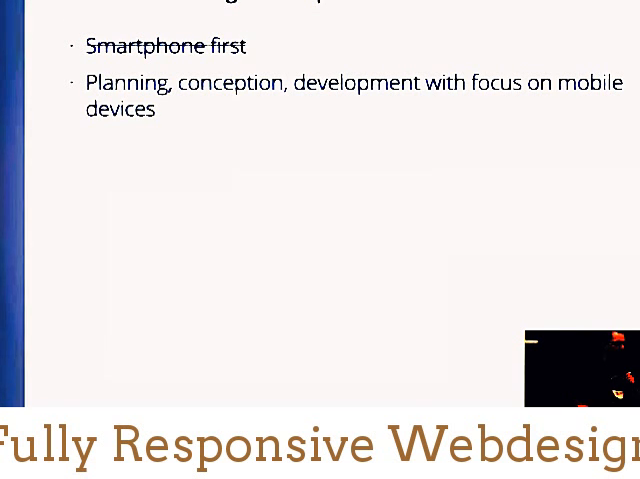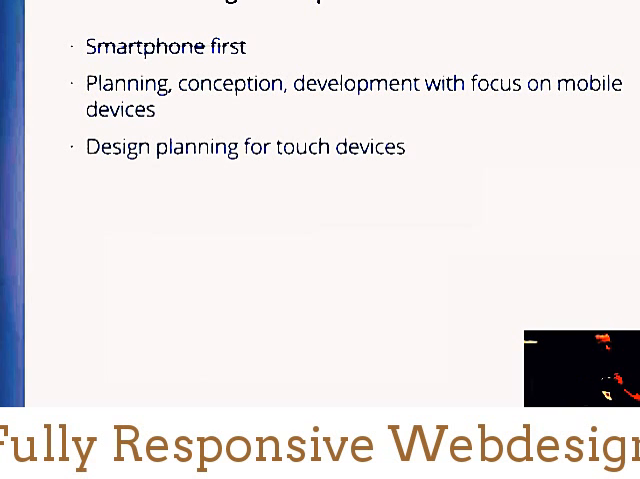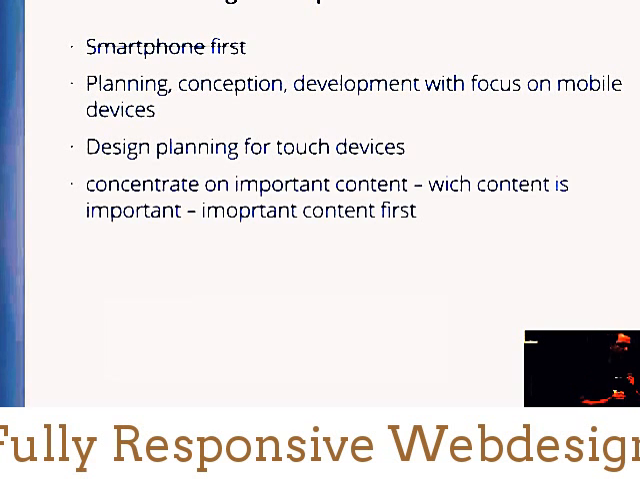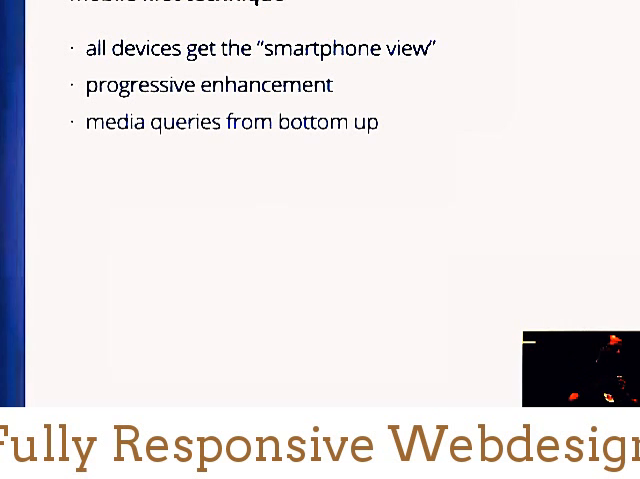The main point is planning, conception and development with the focus on mobile devices. That's mobile first. And planning for touch, and you concentrate on the important content. Which content has to be in the first place? Technically, go every time mobile first. All devices get the smartphone view, the smaller. And then progressive enhancement, media queries from the bottom up. Then go up, make a tablet view or something like a desktop.